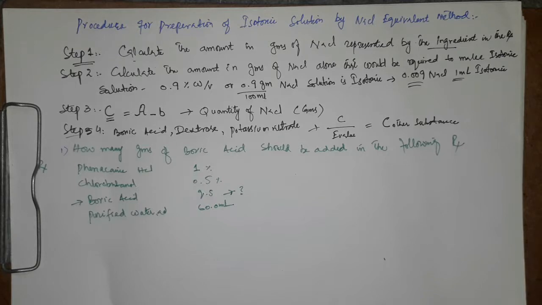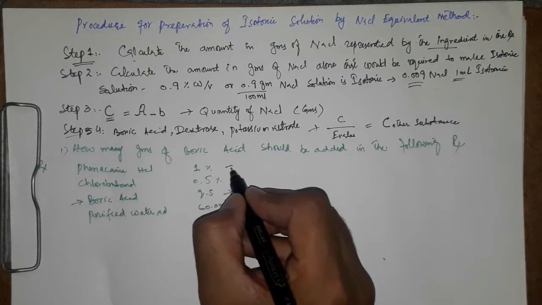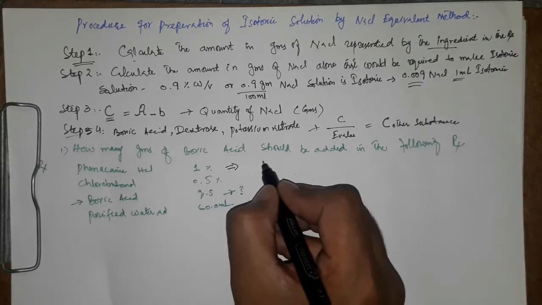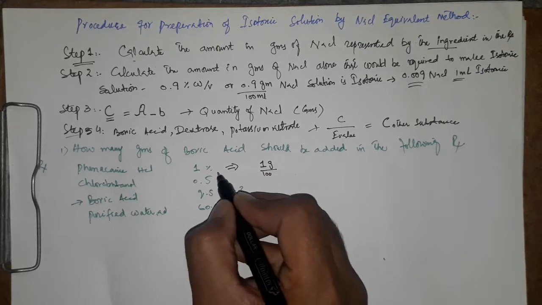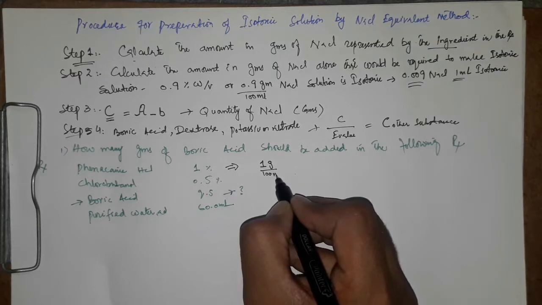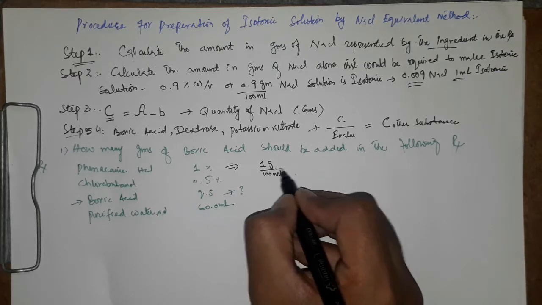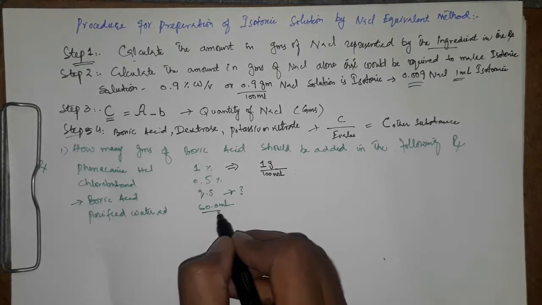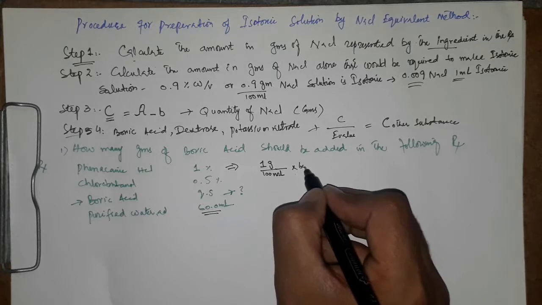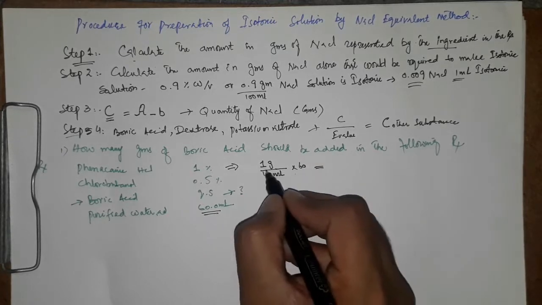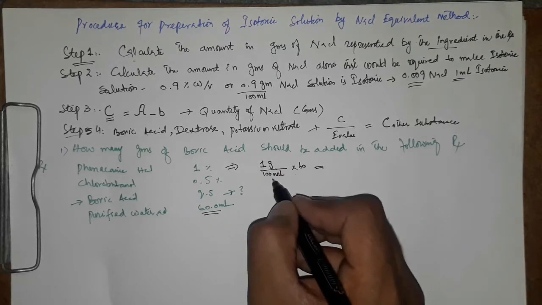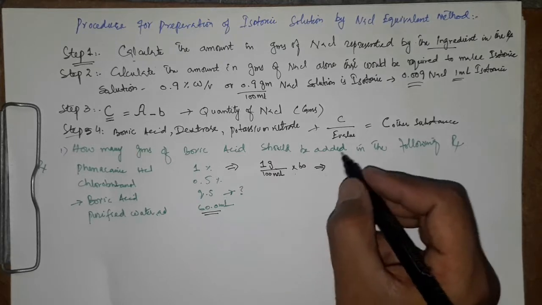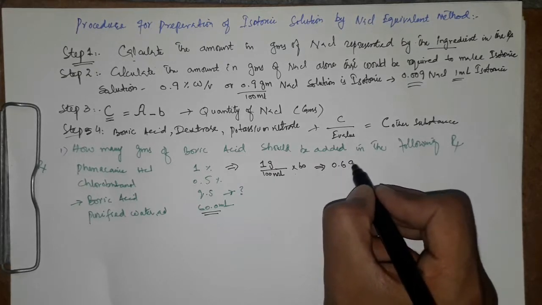Now, in this example, first we will find this. What does this 1% mean? This 1% means 1 gram in 100 ml. When it is not written weight by volume or anything else, generally it means 1 gram in 100 ml. But we have to prepare 60 ml solution. So what will be multiplied by 60? Simple proportion. If 1 gram is present in 100 ml, how many grams will be present in 60 ml? So 1 divided by 100 multiplied by 60. So it will become 0.6 gram.